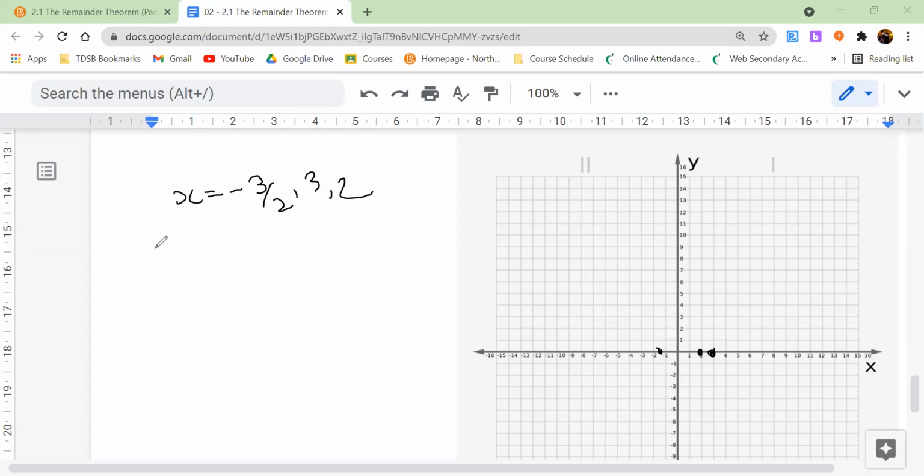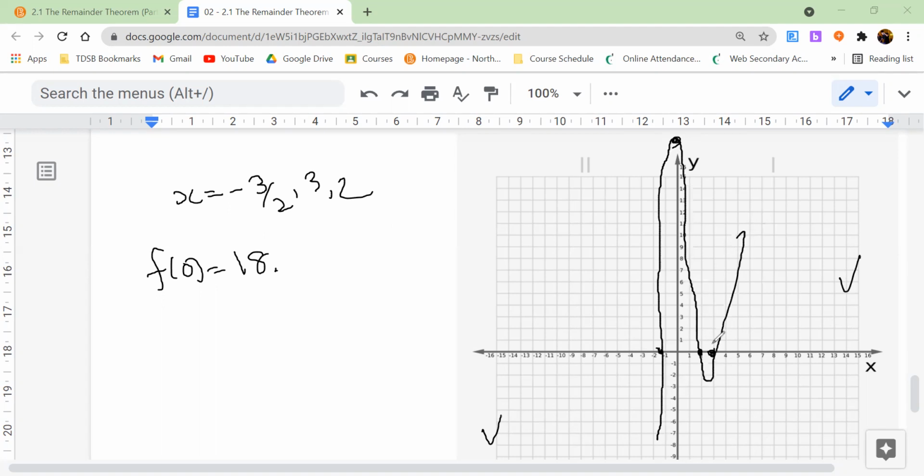Also, if you look back, I can plug in a 0 and I will see that my y-intercept is at 18, somewhere up here. This is a cubic function, so I know it's going to start here and finish here. So my curve is going to look something like that. There's my quick sketch of the curve.